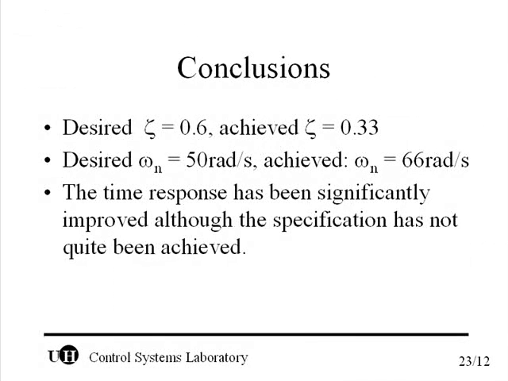So our conclusions are that whilst we wanted a zeta of 0.6, we actually got 0.33, and while we wanted an omega n of 50 radians a second, we actually got 66 radians a second. What that effectively means is that the response is actually faster than perhaps we wanted. Remember, omega n governs speed of response, whereas we've got slightly more overshoot than the desired.